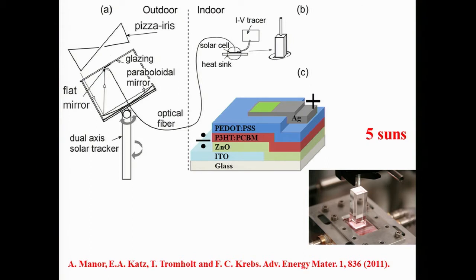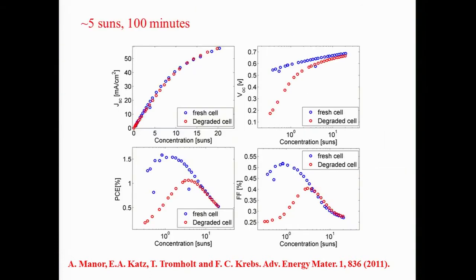We can also control temperature, or we think we control temperature. I will talk about it. If we put this inverted geometry under just 5 suns for 1 hour, in this case 100 minutes, what were the results? You can see short circuit current, VOC, fill factor and efficiency as a function of light intensity.